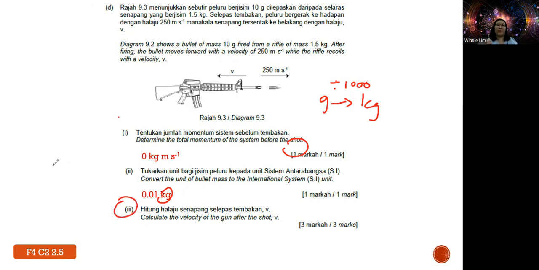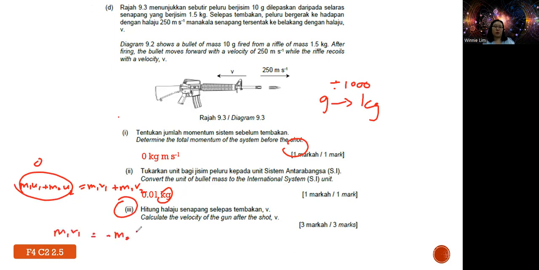So like just now, I derived the formula when I explained how the rocket is being launched, right? You have M1 U1 plus M2 U2 equals M1 V1 plus M2 V2. But this whole part is 0, hence you have M1 V1 equals negative M2 V2. You can straight away substitute and get the answer.